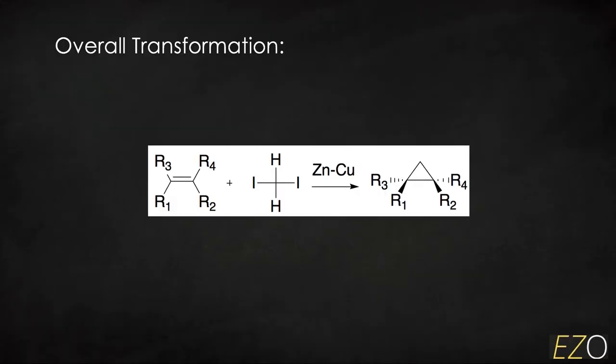This is the overall transformation for a Simmons Smith reaction. You start with an alkene and CH2I2, and then you use a zinc and copper alloy, and what ends up happening is you have the cyclopropane. And that's your final product that you desire when doing this reaction.